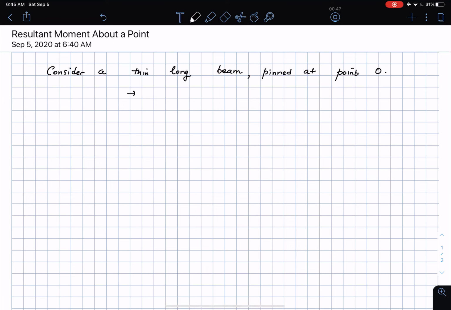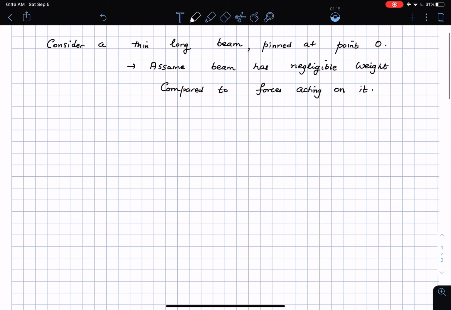So assume the beam has a negligible weight compared to the forces acting on it. And so I'm going to draw this thin beam as you'll be seeing here. So here is a beam, and I'm going to say that there are two forces that are acting on this beam. One is a nice simple force, as you're going to see.